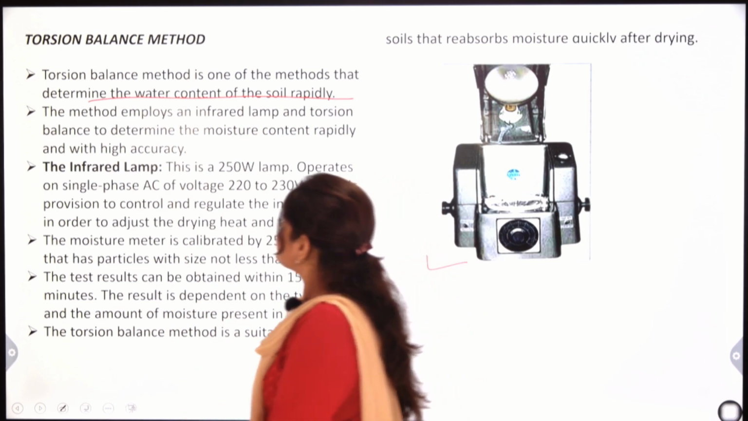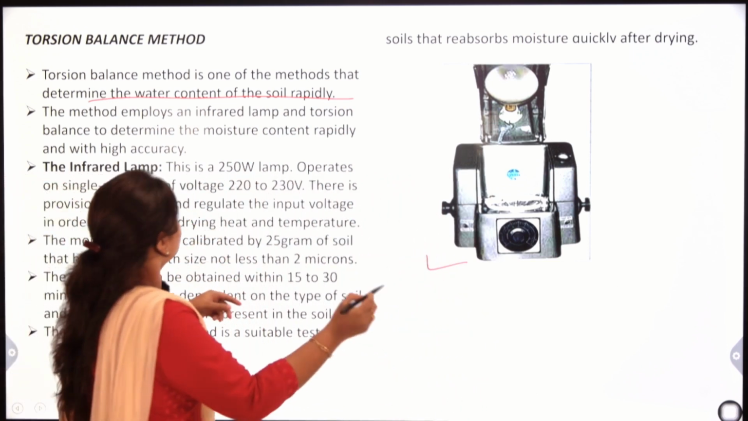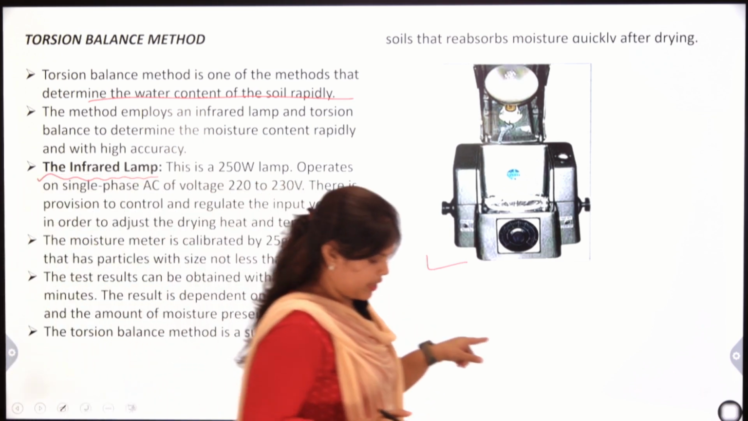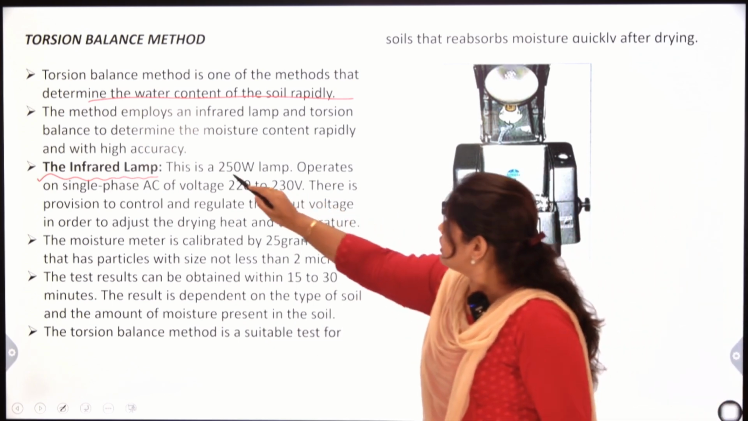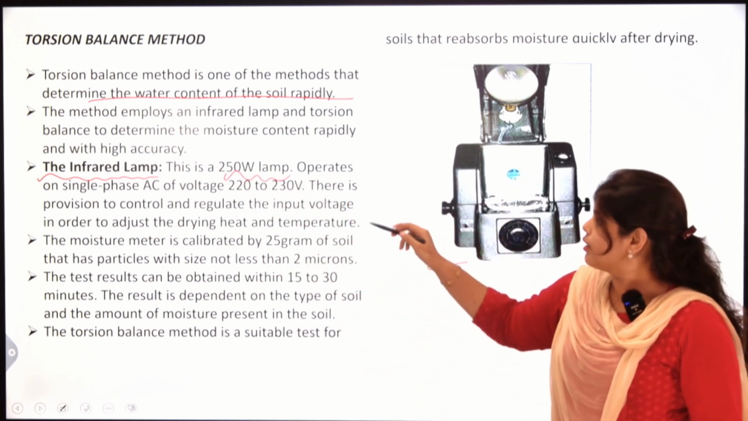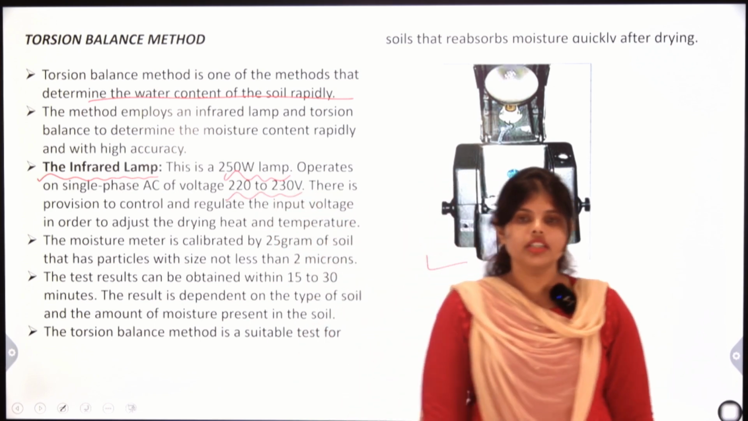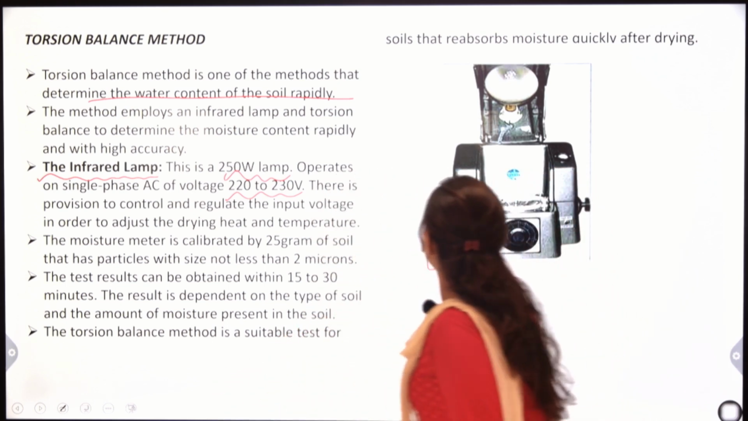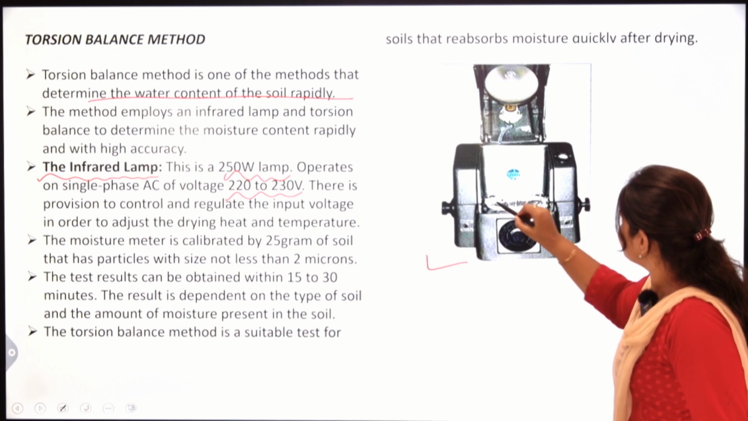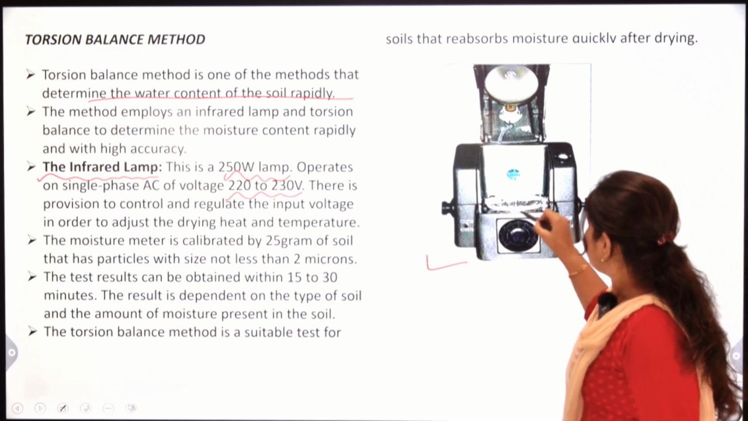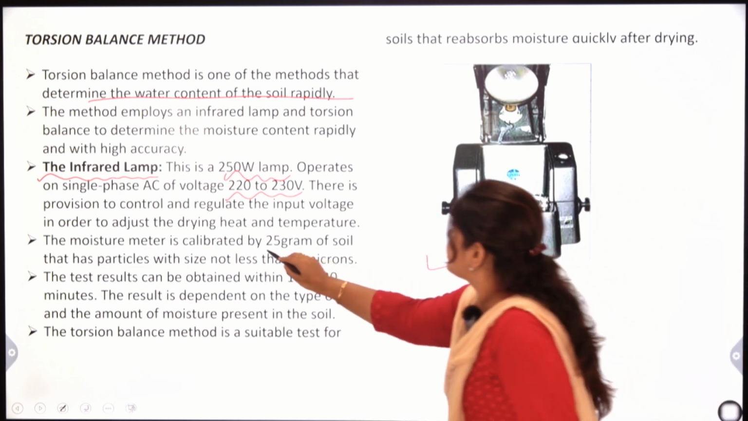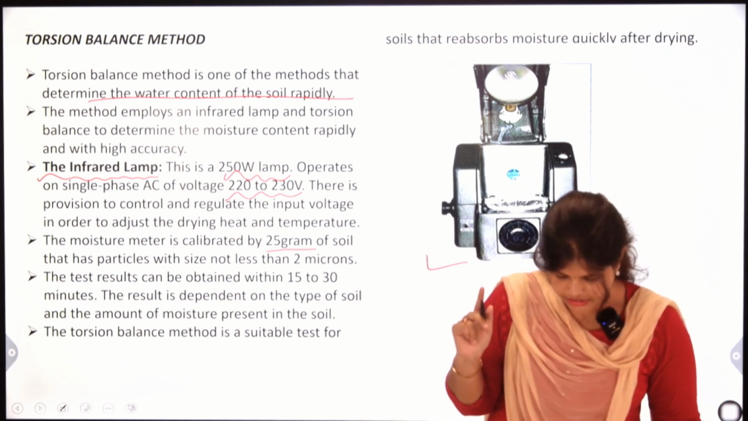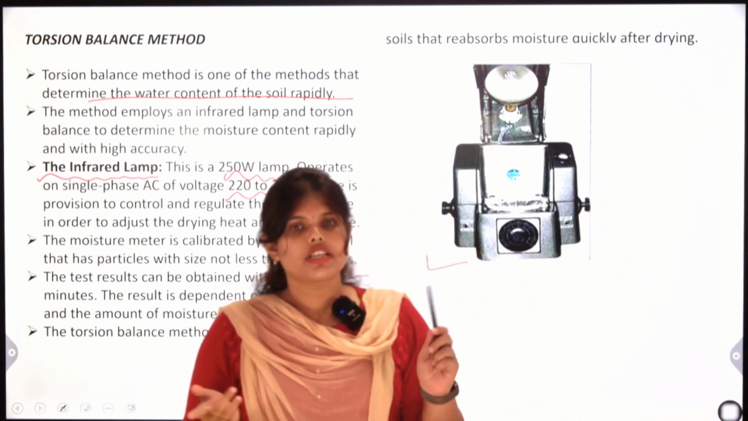Next we need an infrared lamp. To conduct this method, we need an infrared lamp of 250 watt, and the voltage should lie between 220 to 230 volts. As this apparatus is very small, here we put the container. In this container only 25 gram of soil we can take, but in our oven dry method we can take as much sample as we want.